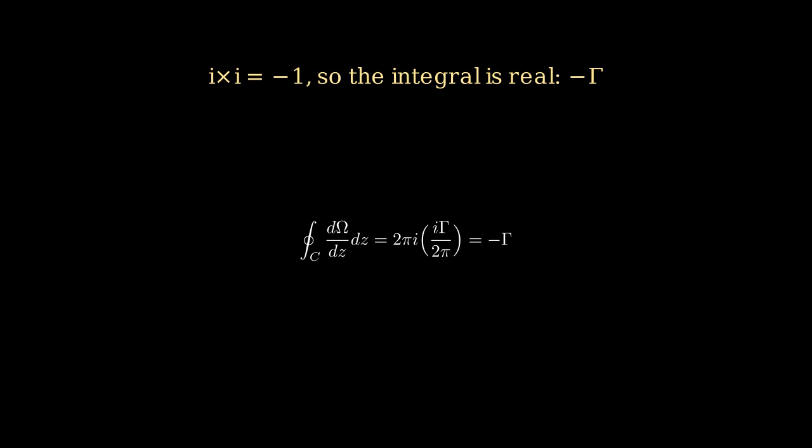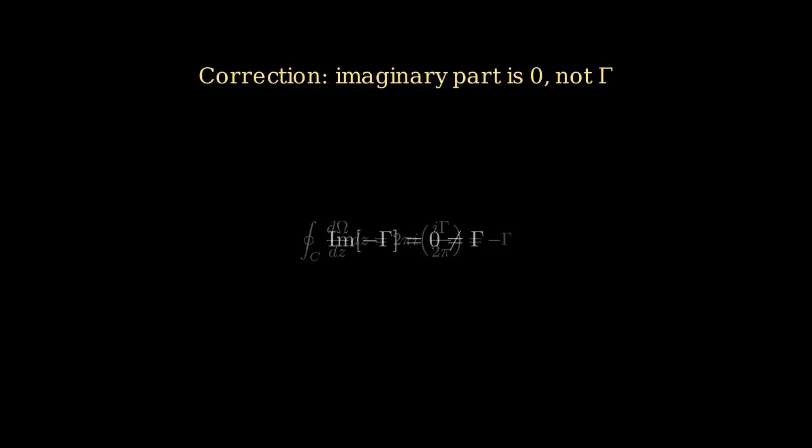Now here's a correction to a commonly misstated step. Since this contour integral evaluates to the real number negative gamma, its imaginary part is exactly 0, not gamma. So the circulation cannot come from taking an imaginary part here. There simply isn't one to take.